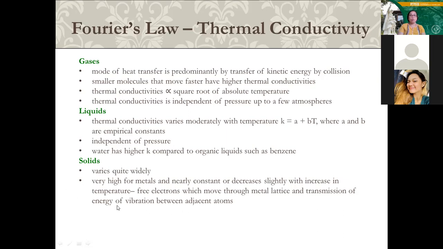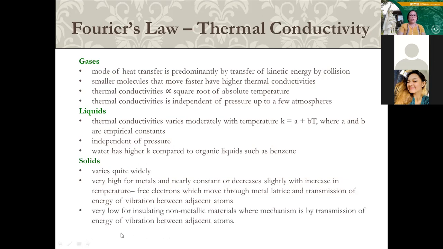And in the process also, the movements of these free electrons is associated with not only vibrational but rotational motion. Okay, now in terms of thermal conductivities for solids, this is very low for insulating or non-metallic materials, where the mechanism is by transmission of energy based on vibration between adjacent atoms. So very low in the case of insulating non-metallic materials, but very high in the case of metals. We speak of this particular thermal conductivity in solids.